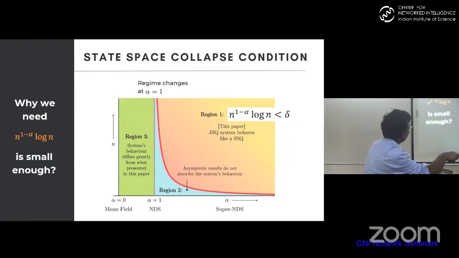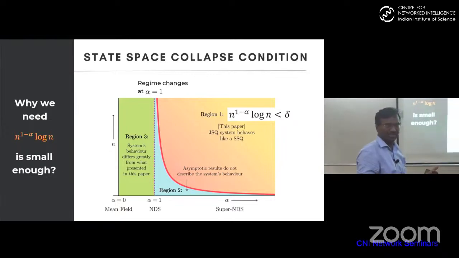Now, if you are in the region above this, qualitatively you have the state space collapse onto the line. But the state space collapse is good enough only above this curve. Below that, the state space collapse is not strong enough. At least we can't get a handle on it. And that's the reason our result is only applicable above this curve.